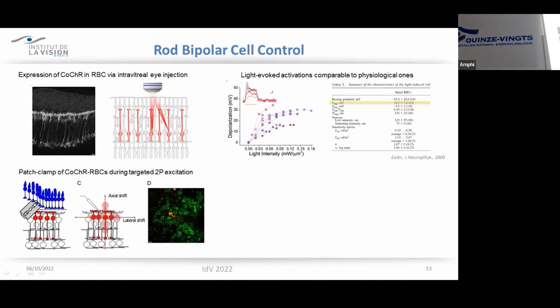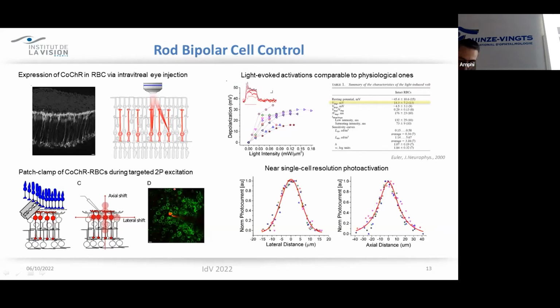At the beginning, we verified that we could produce responses in the rod bipolar cells that were comparable with the physiological ones, and that was the case for a certain light intensity. And at this light intensity, we started to play and to see what our resolution was. For the lateral resolution, here I'm plotting the responses of the cells when we illuminate them, the so-called photocurrents, because they are currents induced upon illumination. If we consider the full width at half maximum of this bell-like profile, we obtain a lateral resolution which is roughly the dimension of the cell, so around 10-15 micron. Actually, we are a bit more dirty. In this case, we are at around 30 micron, but it is good enough to be close to single-cell resolution.